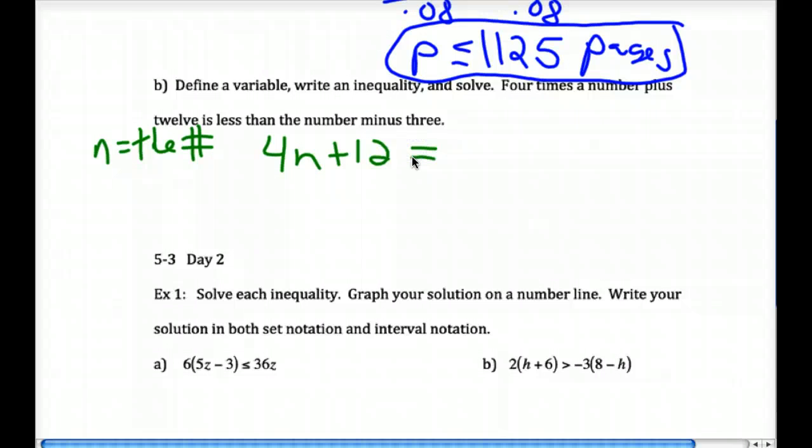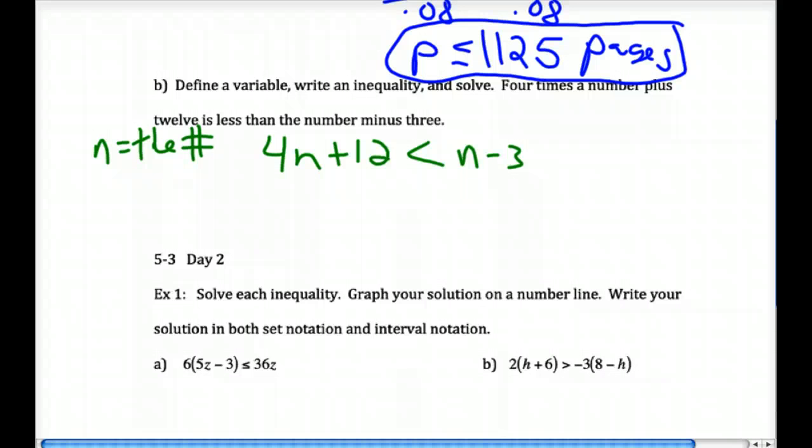Oh no, it's not an equation. Is less than. I apologize for that. So what inequality sign? The less than sign. And then read the last words and try to write it: the number minus 3, so n minus 3. Again, take the time to read 3 or 4 or 5 words at a time, and you can all do this.